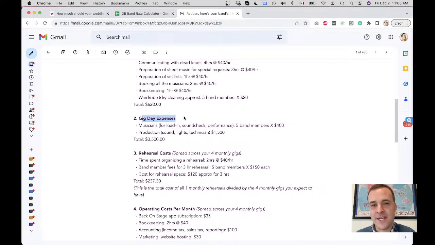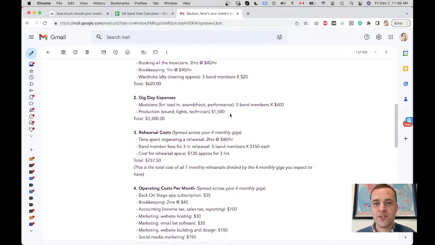Now into gig day expenses. We've got musicians. That's our biggest line item for sure. $400 a head, we said there. Production, sound and lighting. Now, you may not be the ones covering this, but this is also a great business to get into. If you can offer production and lighting services with your band packages in-house, we're going to do some more videos on that in the future on how you can turn that into a great little side hustle as well. But you may want to factor that into your pricing too.